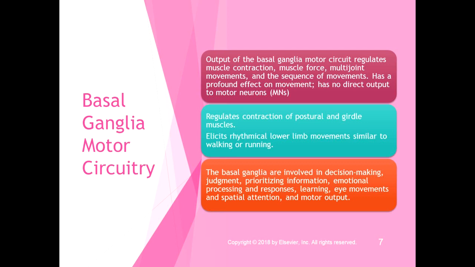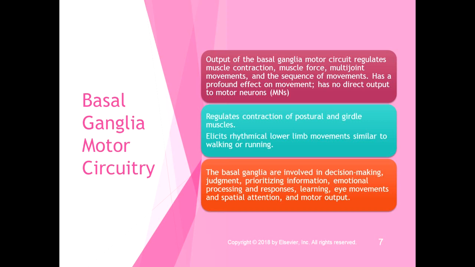They're also involved in decision making, judgment, prioritizing information, emotional processing and responses, learning, eye movement, spatial attention, and motor output. Hugely important things that the basal ganglia are involved in. So we have these little nuclei of neurons that are doing all these super important things in our nervous system. So the main thing, though, is the regulation of the contraction of muscles and the sequencing of movements.